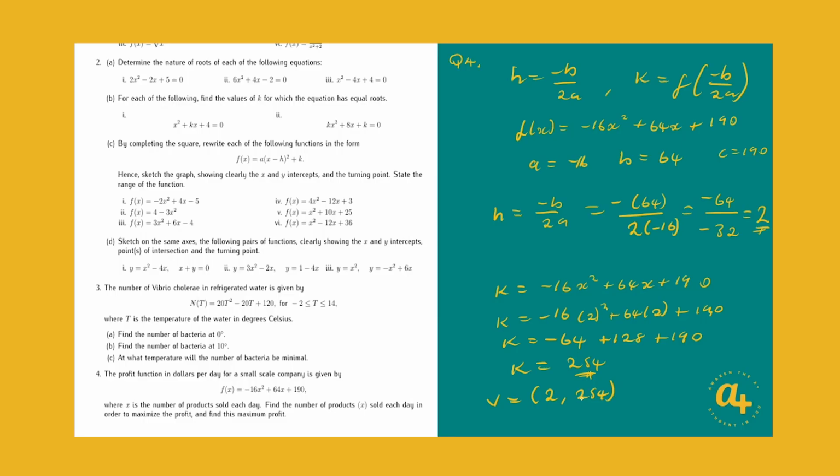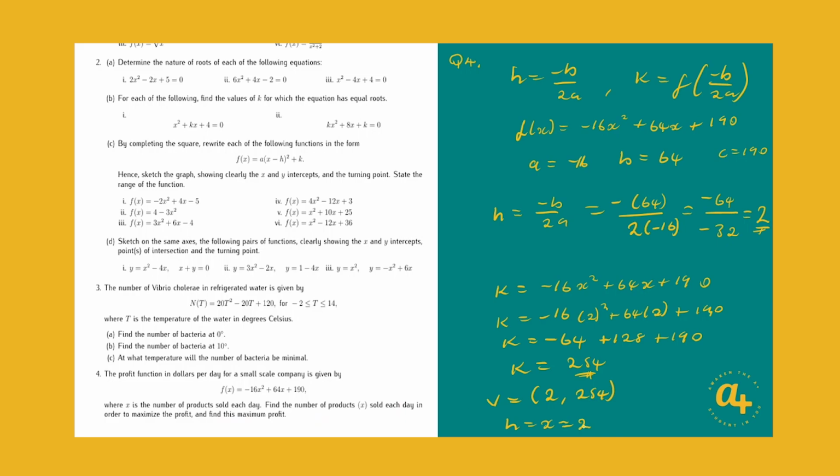So we have found what the vertex is, and in this case, the vertex, like we mentioned, is the highest point on the graph of our function negative 16x squared plus 64x plus 190. So these are the coordinates of the highest point, this being the x coordinate and this being the y coordinate. So when we put 2 into our function, we are going to get 254 as our output. Therefore, the number of products that are sold each day in order to maximize profit is given by this h here. So we know that h is just the same as x in this case, which represents the number of products. And since h equals 2, then x itself also equals 2. So we need to sell 2 products each day in order to maximize profit.